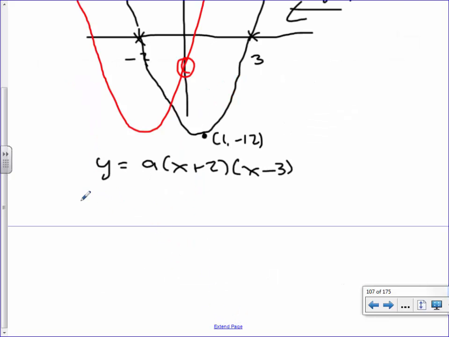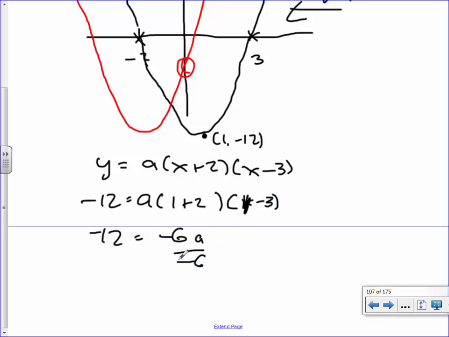We use the other point of the -12 and the 1. -12 will equal, that's going to be, that should be a 1 right there. That's 3, that's -2, so I think it's -6a. So a is 2. So far so good. Okay, so I now know the black equation was actually supposed to be 2(x + 2)(x - 3).